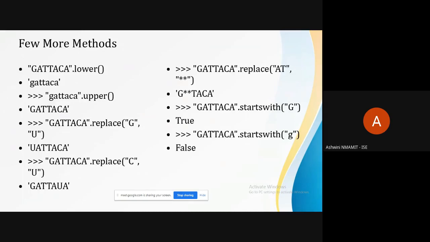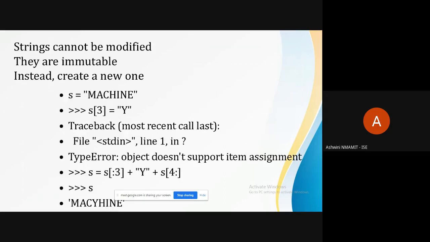Again, a few more methods: lower, upper, replace. If I want to check whether a particular string starts with this particular character, it will just give me a boolean value, true or false. Now, this is a very brief session on string handling. There are a lot of things which you can explore further in strings. There are various types of functions which you can explore. This is a basic set of functions which I have mentioned just now.